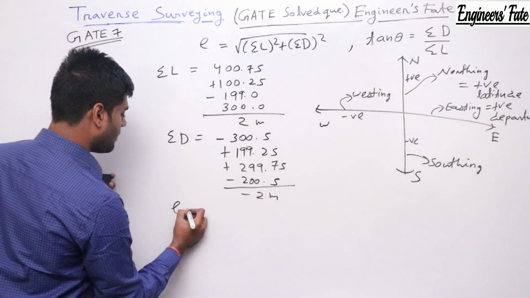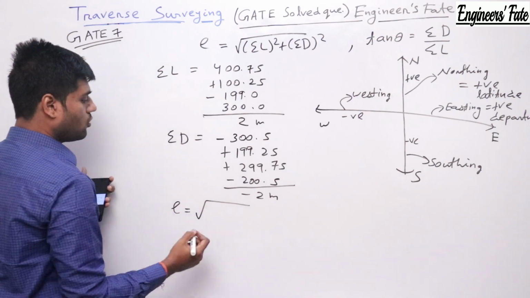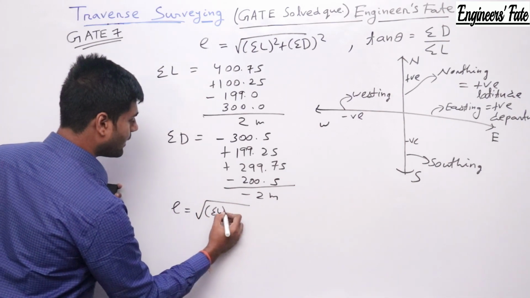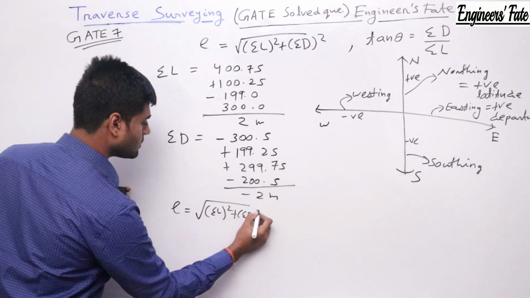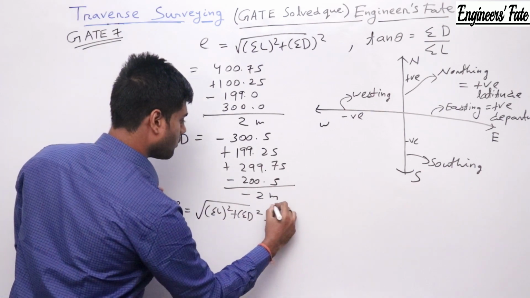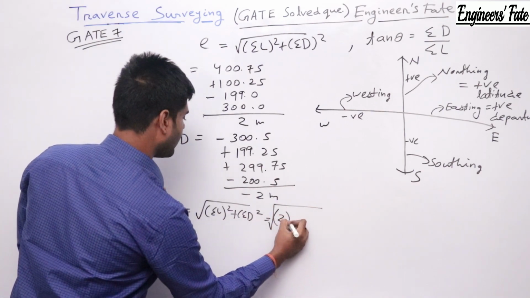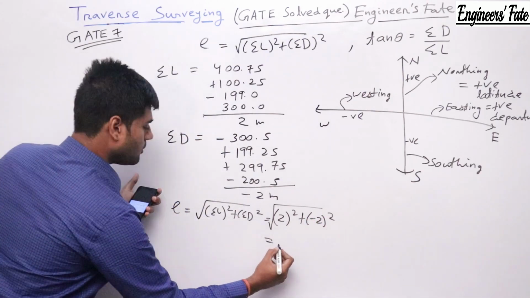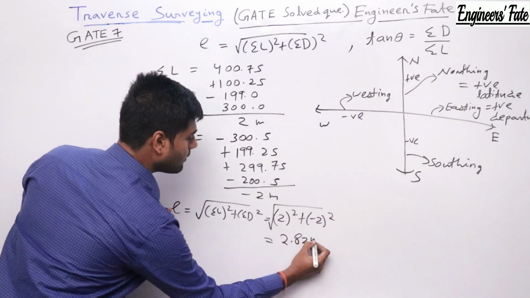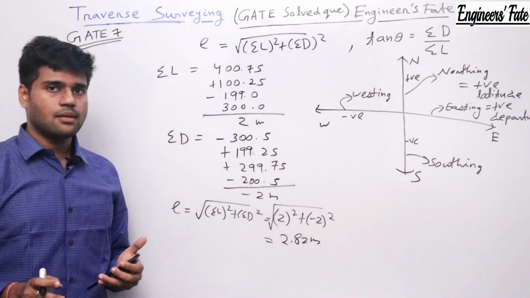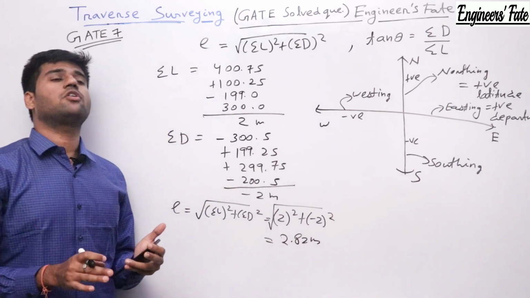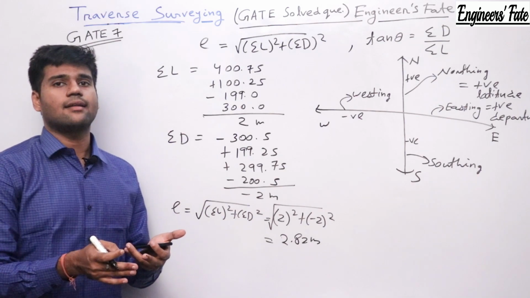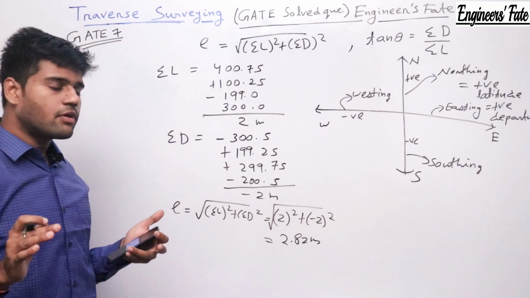So what is the error of closure? The magnitude is the square root of summation of latitude squared plus summation of departure squared, that is the square root of 2 squared plus minus 2 squared, and you will get 2.82 meters. So you are getting your answer, but in future you will again be confused with the angle. So let me tell you about that.